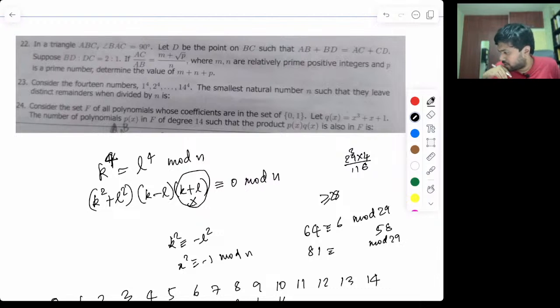K square plus L square is 0 mod P. When does that have a solution? That solution, if it exists, should not be less than 14. I mean, if one of the solutions is less than 14, the other one must be larger. Somehow I have to find that. How do I do that? Tricky. K square plus L square is 0 mod P.